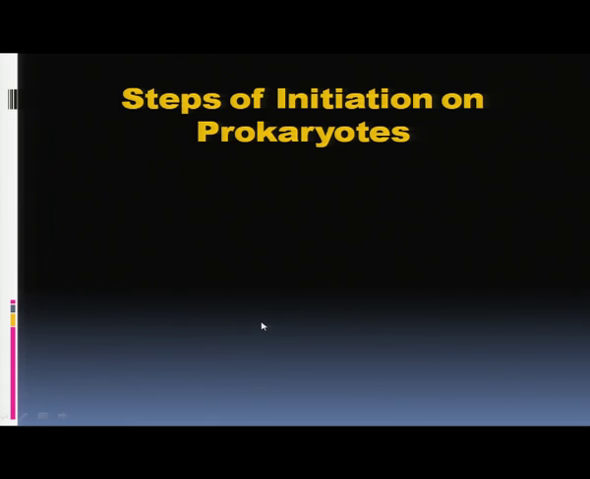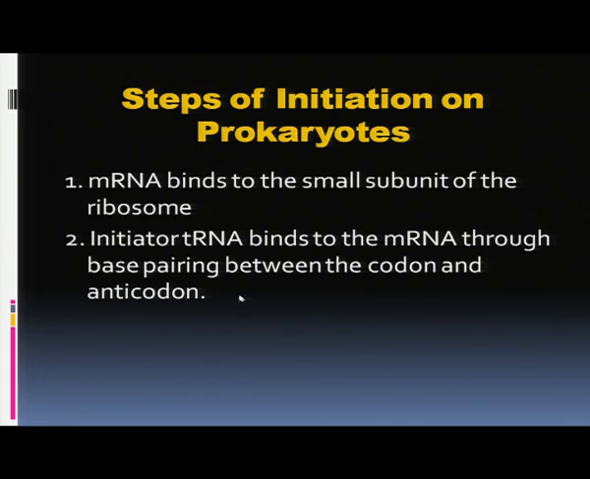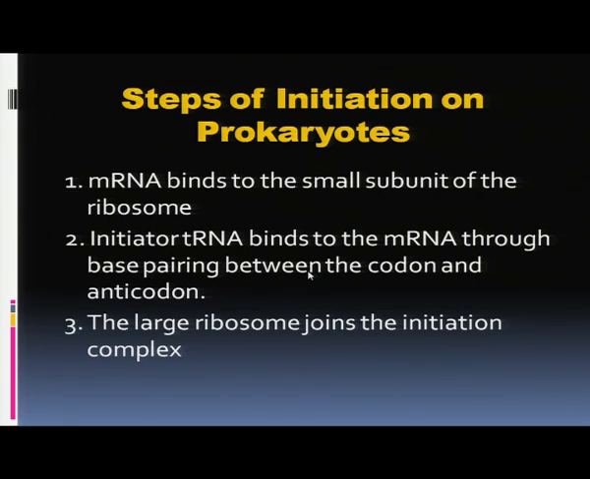Now, steps of initiation in prokaryotes. There are 3 basic steps. The first one is messenger RNA binds to a small subunit of the ribosome. So, first of all, the messenger RNA will bind with the smaller subunit of the ribosome. Secondly, the initiator transfer RNA binds to messenger RNA through base pairing between the codon and anticodon. And third step is the large subunit of the ribosome joins the initiation complex. So, these are the basic 3 steps of protein initiation, and these steps are also subdivided into different substages.